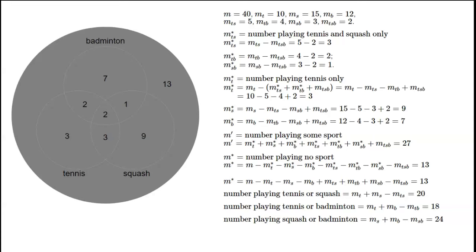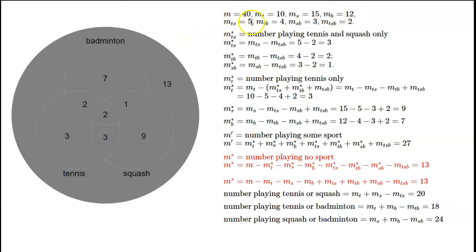This example is like the previous one, except that now we have 3 sports instead of 2. We've got a sports club in which you can play tennis, squash or badminton. And the basic numbers are given up the top right here. The total number of members is 40. The number who play tennis is 10. Number who play squash is 15. Number who play badminton is 12.